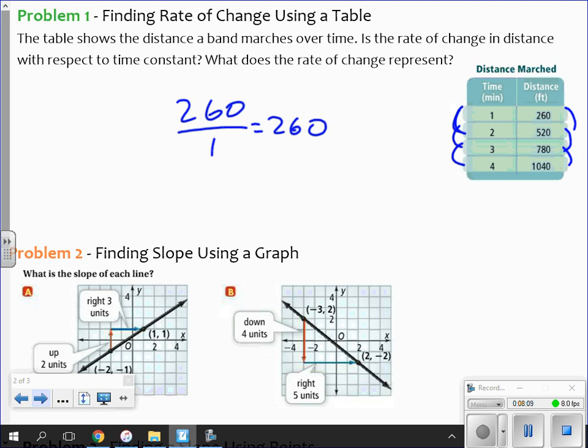Now, rate of change is often used to measure how fast something is happening. Okay. In this case, what are the two things we're measuring?